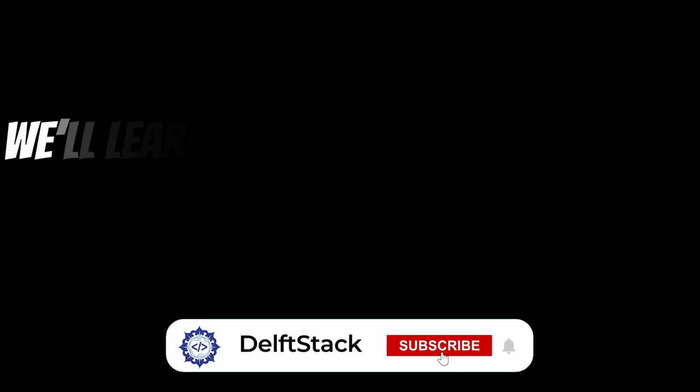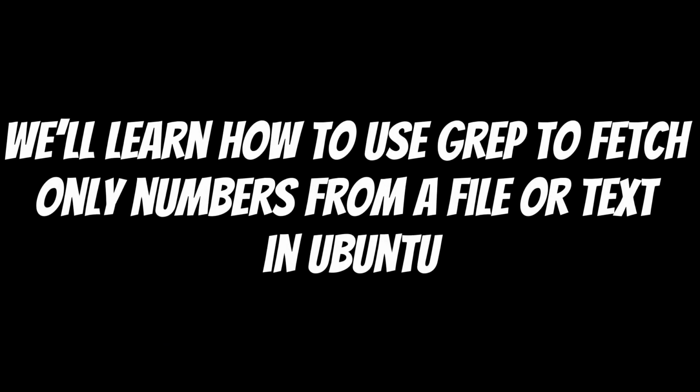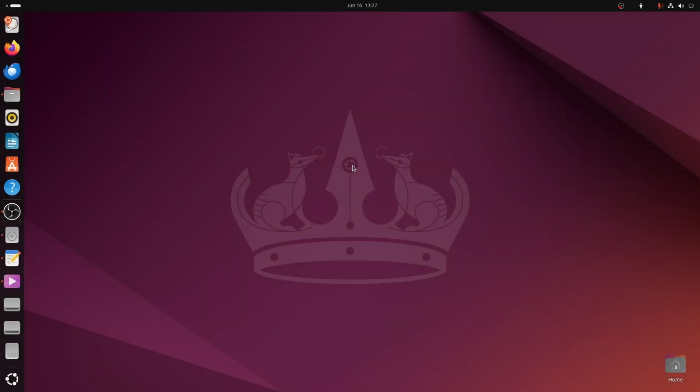In this video, we'll learn how to use grep to fetch only numbers from a file or text in Ubuntu. Let's start by understanding what grep does. Grep is a command line tool that searches for patterns in text. We use it with something called regular expressions, or regex, to match patterns like numbers. Now, let's look at an example.